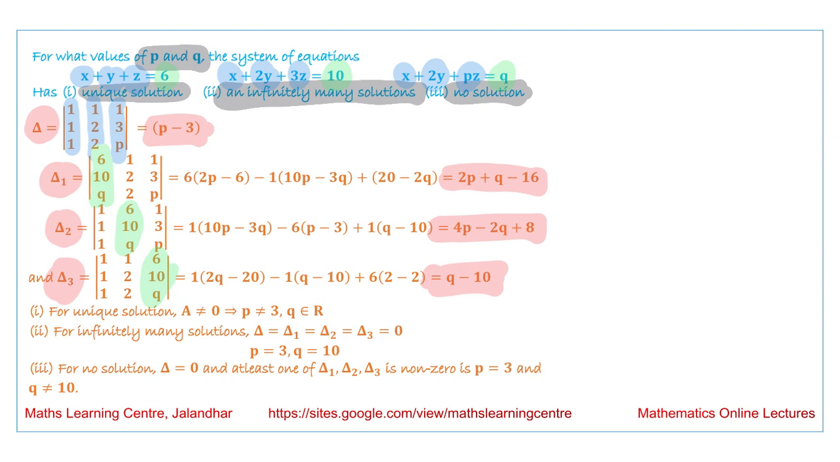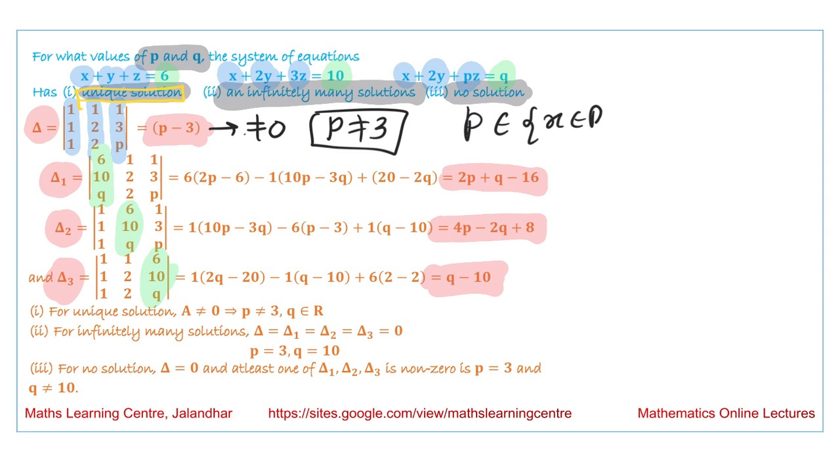Now the first part is that it should have a unique solution. So in the case of a unique solution, we know that the value of delta should not be equal to 0. So when we equate this not equal to 0, we are saying that p should not be equal to 3. So p belongs to the set x belongs to R and x is not equal to 3. So it can be any real number except 3. And q can have any value. The value of q does not have any effect on the value of delta. So p is not equal to 3 and q belongs to R.